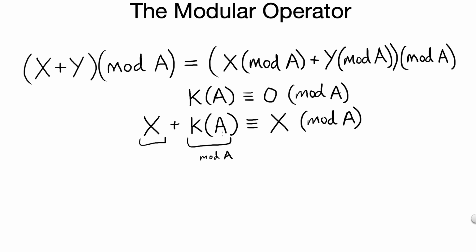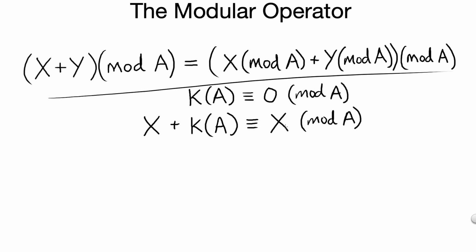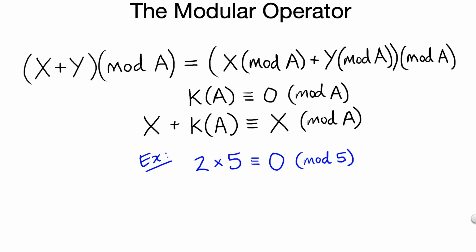Mod a of k times a is just 0. If I apply mod a to x, we don't know what that is, and therefore, we'll just put it on the other side. This simplifies down to x plus k times a is just x mod a, using this principle above. Here's a numerical example, just like we did on the previous slide. 2 times 5 is always 0 mod 5. Therefore, if I have 3 plus 10 mod 5, this is equivalent to just 3, because 10 is a multiple of 5.